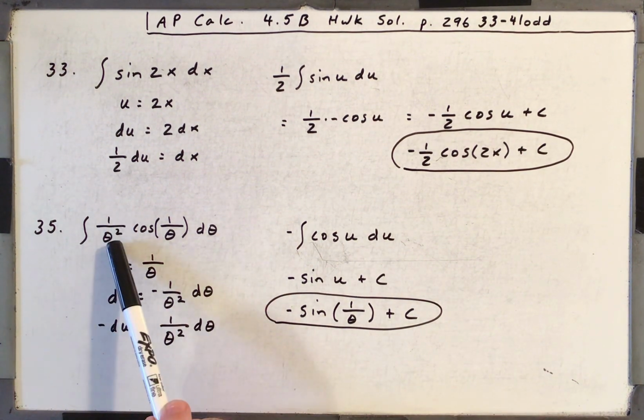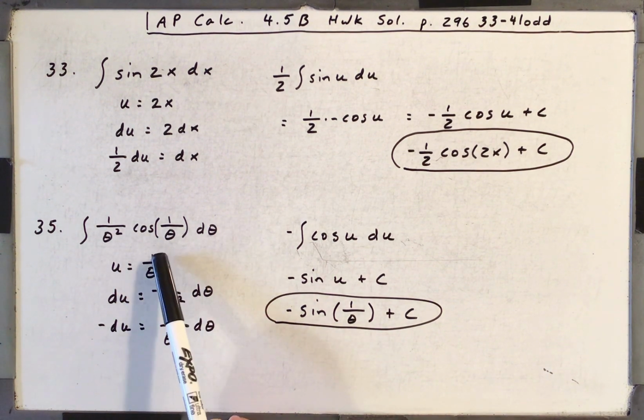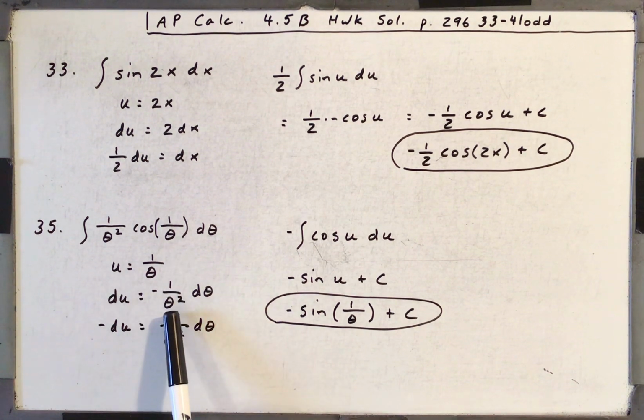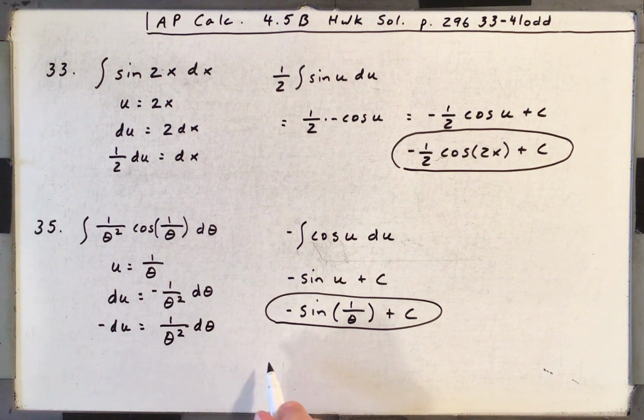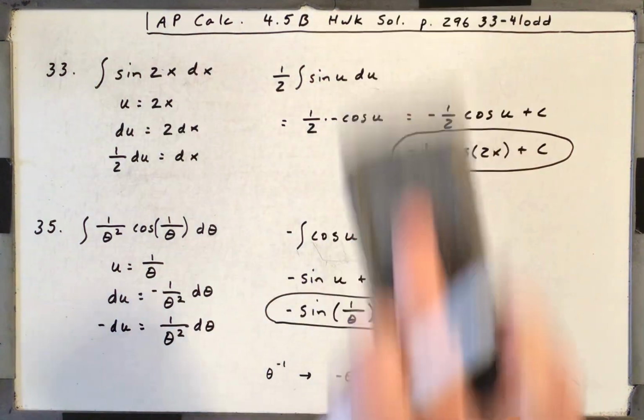We have 1 over theta squared times cosine 1 over theta d theta. If we let u be 1 over theta, if you take the derivative of that, you get minus 1 over theta squared d theta. And you wonder, how did I get that? Remember, 1 over theta is just theta to the minus 1, so the derivative of that would be minus theta to the minus 2, which is minus 1 over theta squared. So that's how I got that.